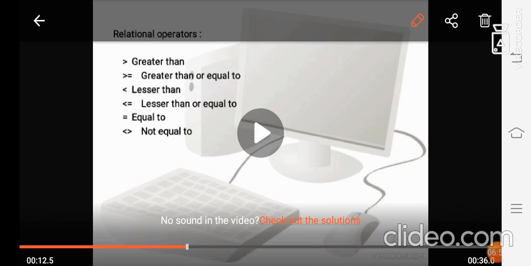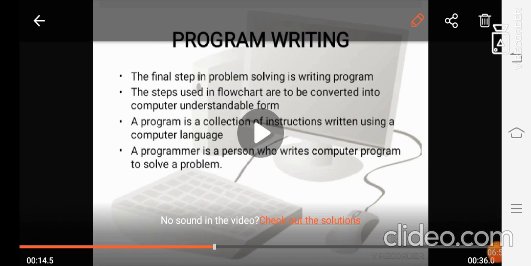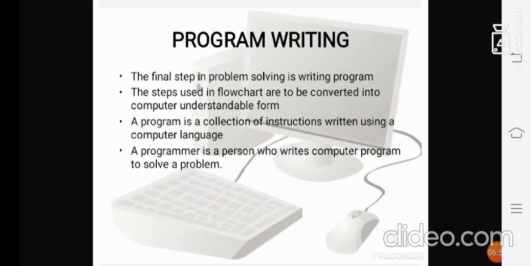Now, the next is program writing. How we have to write a program is very important. Program writing: the final step in problem solving is writing a program. The steps used in flowcharts are now converted into a computer-understandable form. A program is a collection of instructions written using a computer language, and a programmer is a person who writes a computer program to solve a problem.